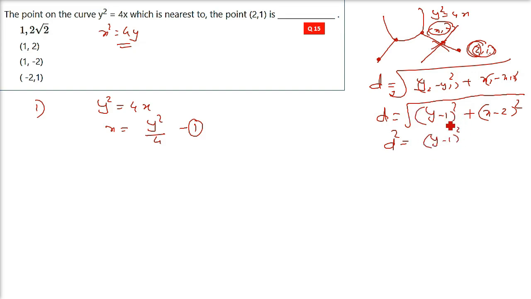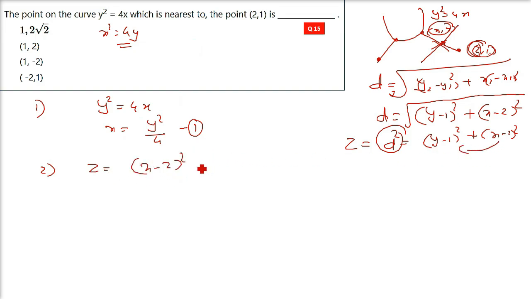That is d is equal to under root. We don't want to deal with the under root. We don't want to deal with 1 power half. So we square both the sides. When we square both the sides, this d square we can call it as, say, capital Z. So this capital Z is equal to y minus 1 whole square plus x minus 2 whole square. And then the nearest or the longest or shortest, whichever thing is being asked, you can deal with Z only.